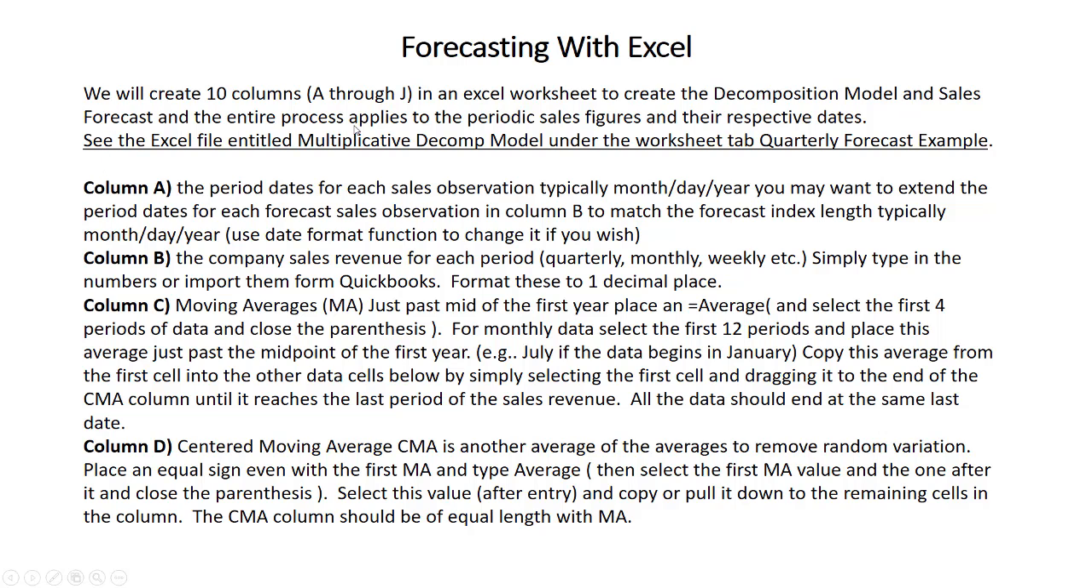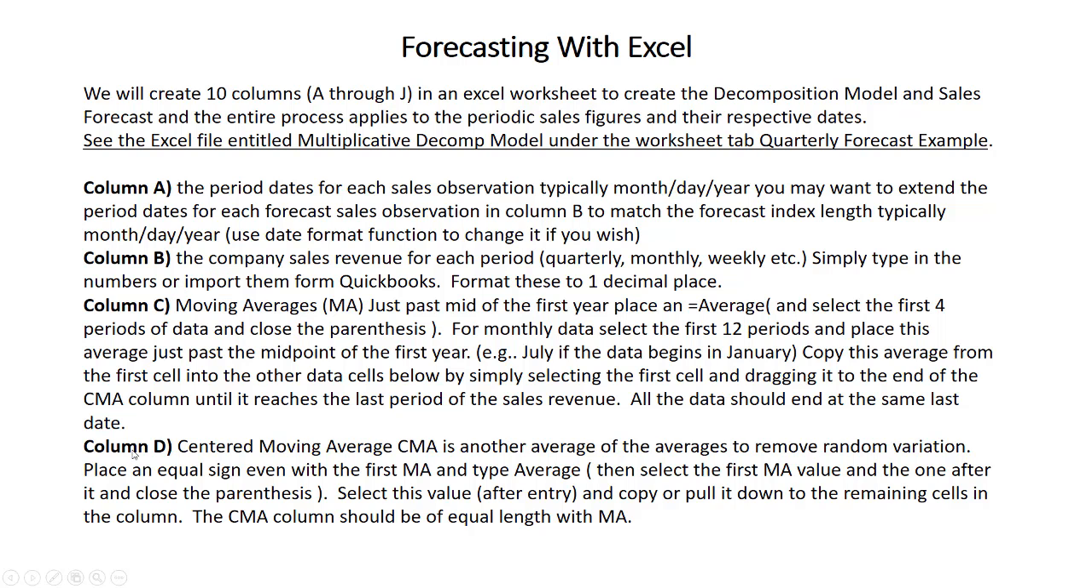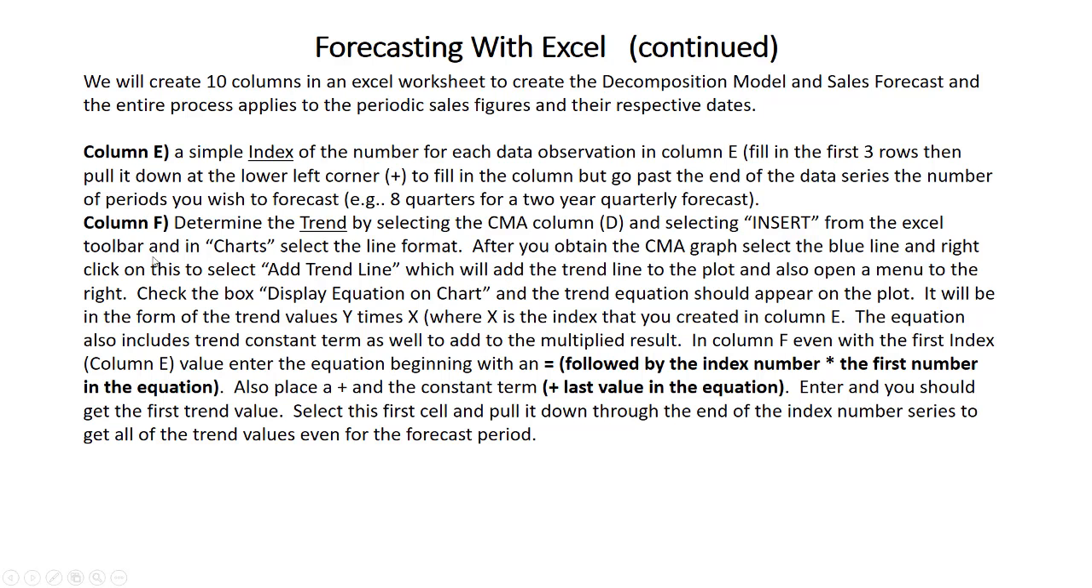We'll create 10 columns, A through J, and you'll see them on the spreadsheets that I've provided. It shows you what's included in each column: dates, company sales revenue, how the moving average is calculated, and how the centered moving average is calculated in column D. In column E, on those examples I showed you, is a simple index. Column F is a trend, and I showed you the index trend equation.